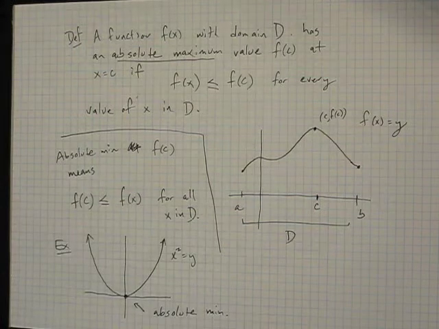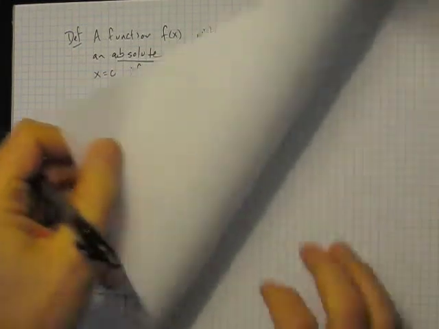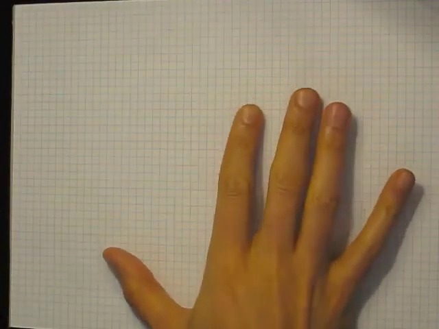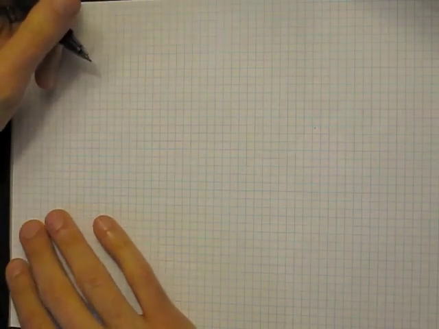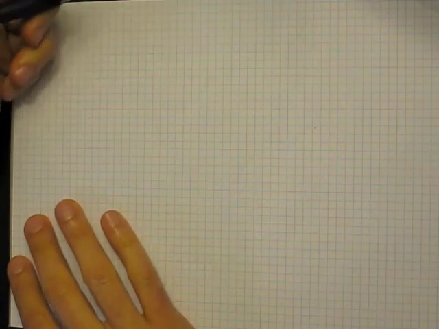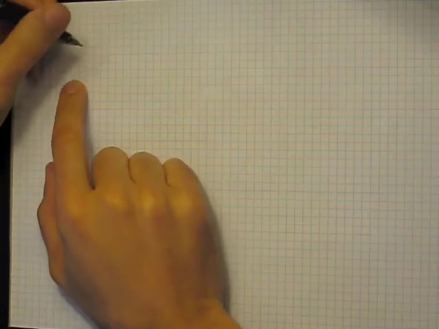Okay, so this is the notion of an absolute value, or an absolute maximum or minimum. We call it a local max and min when the phenomenon happens locally. So we've seen that example already. So let's go through an example.